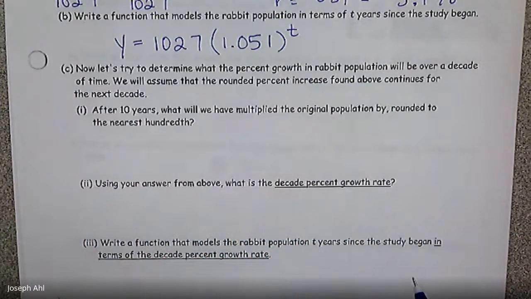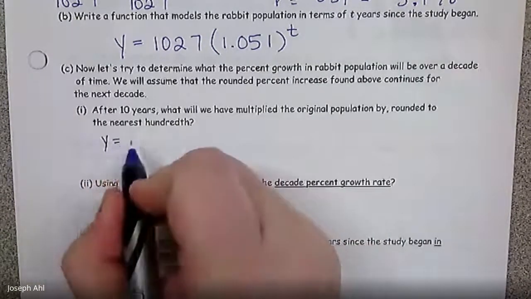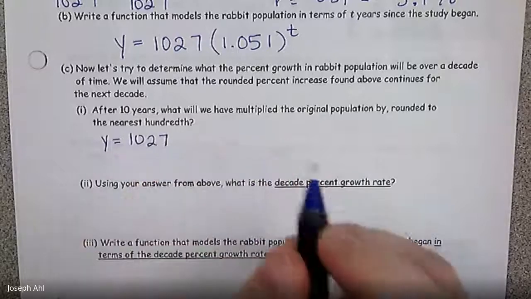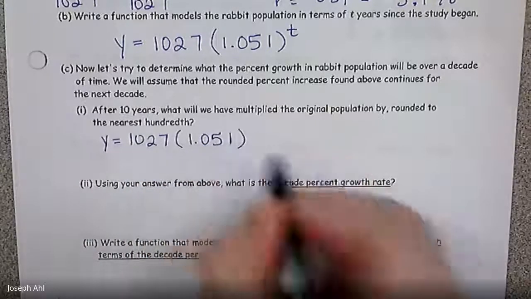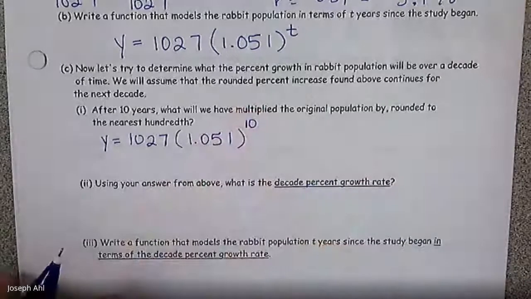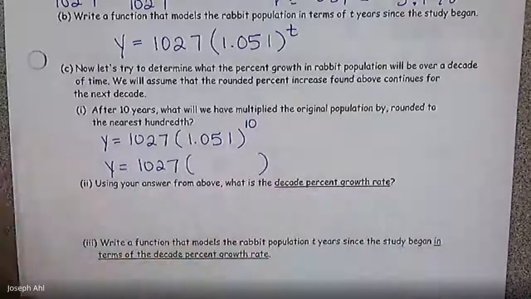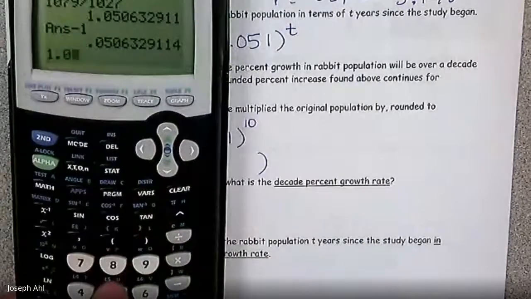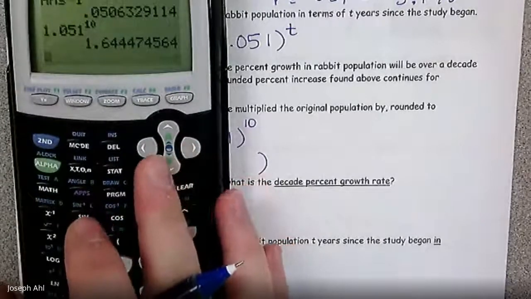So I'm going to plug in to see what happens 10 years later. All right, let's see what this new rate is when I raise that to the 10th power. So it's going to be 1,027 times something. Let's see. 1.051 to the 10th power is 1.6444.